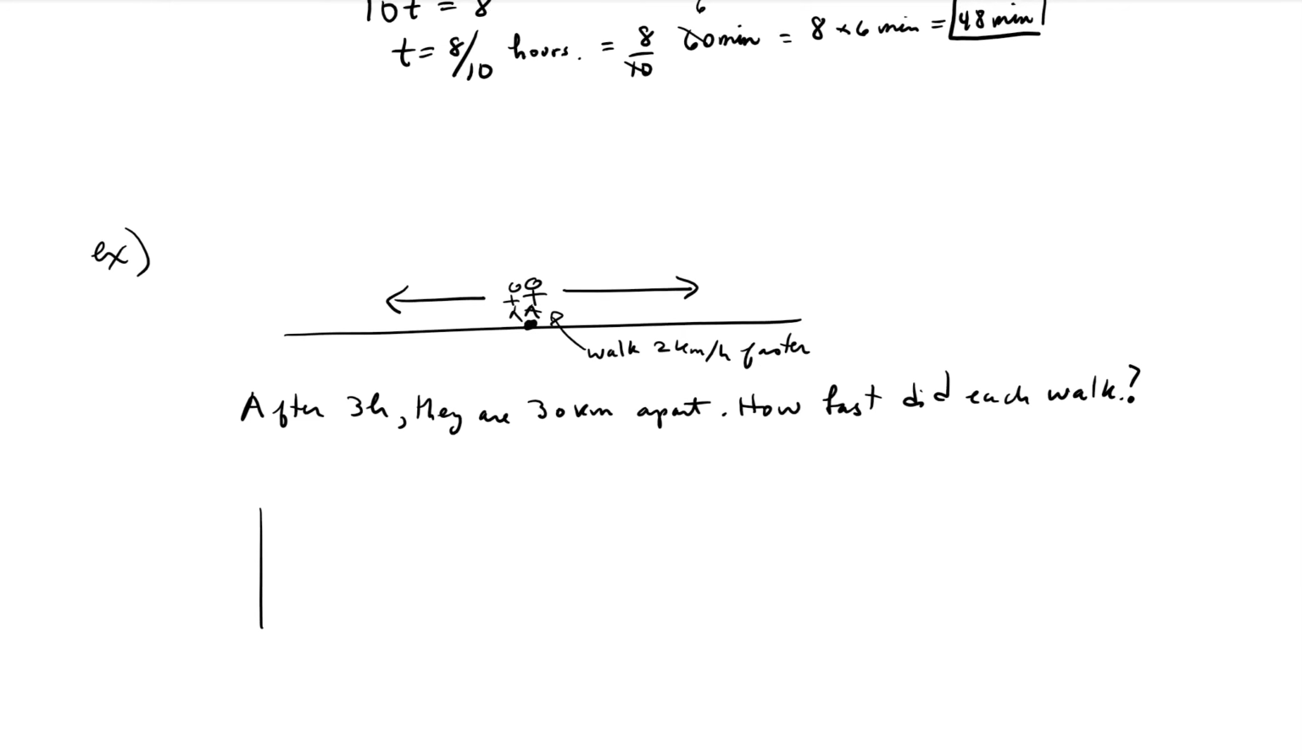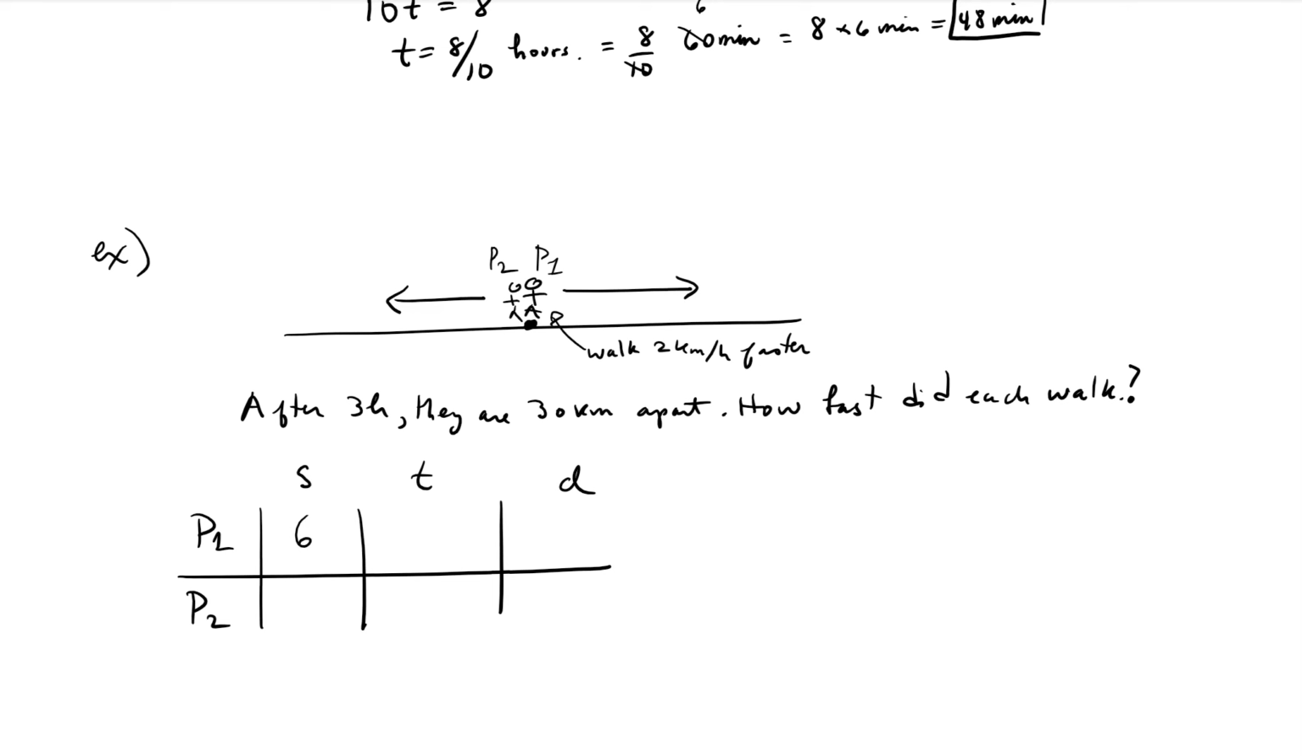So maybe this is person 1, this is person 2. And then we're going to try to fill in the values for speed, time, and distance. And if you like to work with numbers at first, do that. Maybe person 1 walks at, I don't know, 6 kilometers per hour. That would mean person 2 walks 2 kilometers per hour less, so that would be 4.